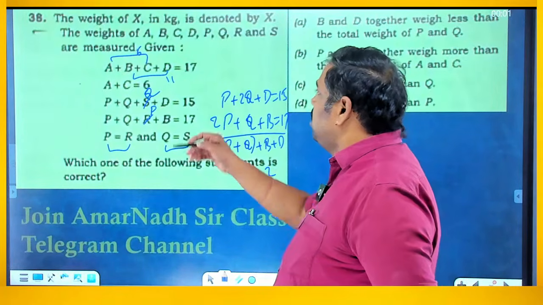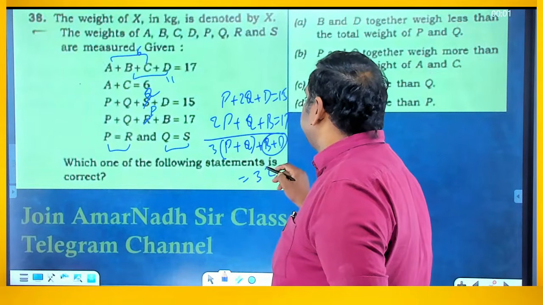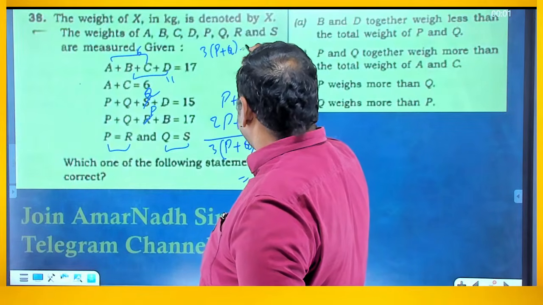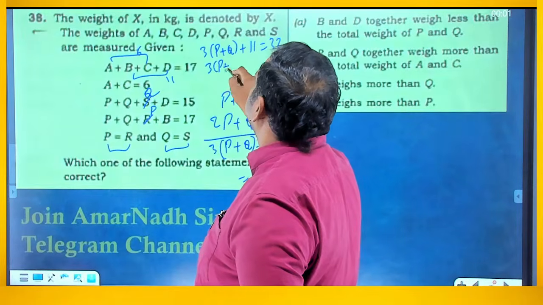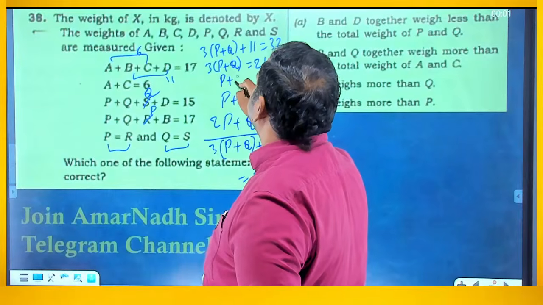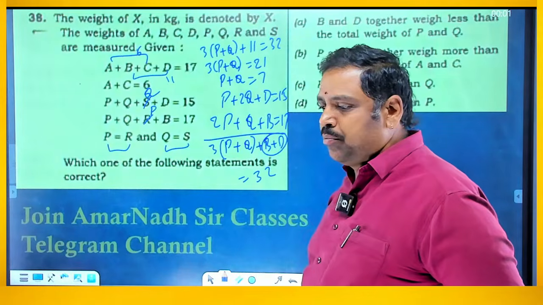In that, B plus D is 11, right? Substitute B plus D as 11. So 3 times P plus Q plus 11 is equal to 32. So 3 times P plus Q is 11 moved to this side, 21. So P plus Q is 7, cancel with 3.